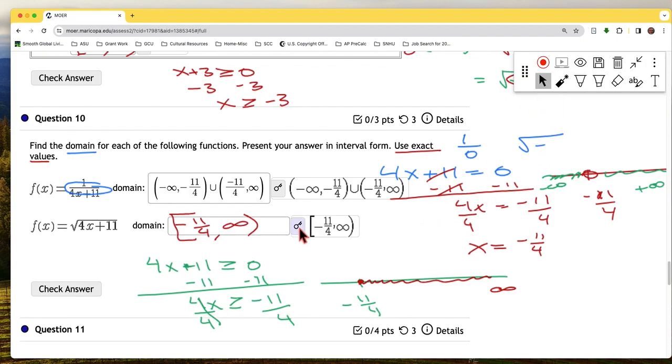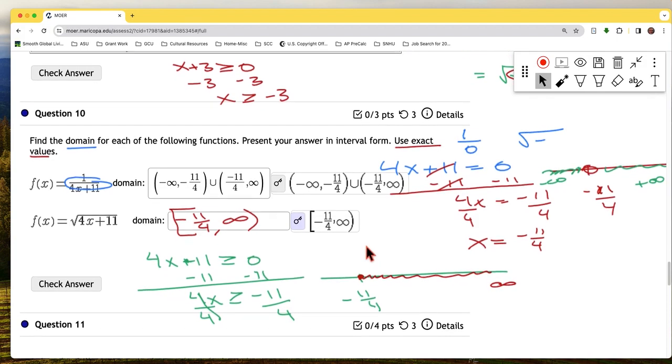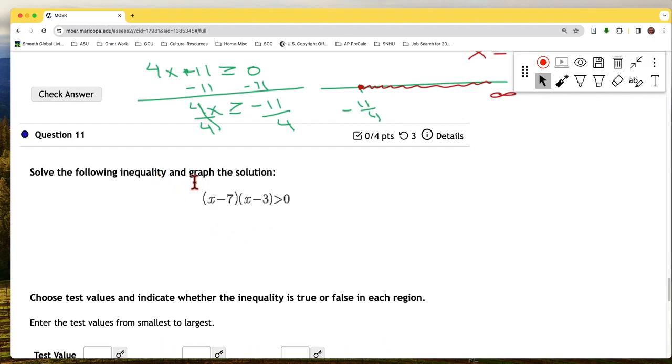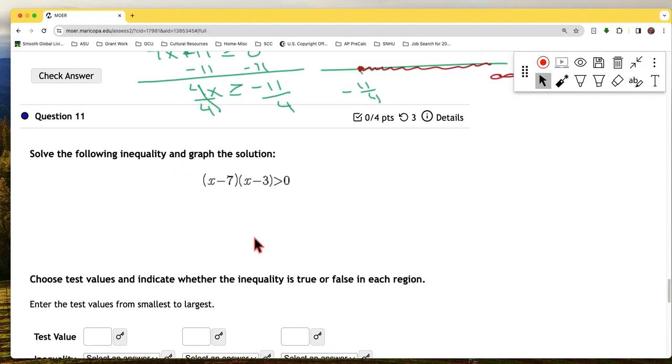And again, we just check our answer. Yeah, we're doing good. A few more. I think we've got 4 more questions, or maybe 3 more. Solve the following inequality and graph the solution.